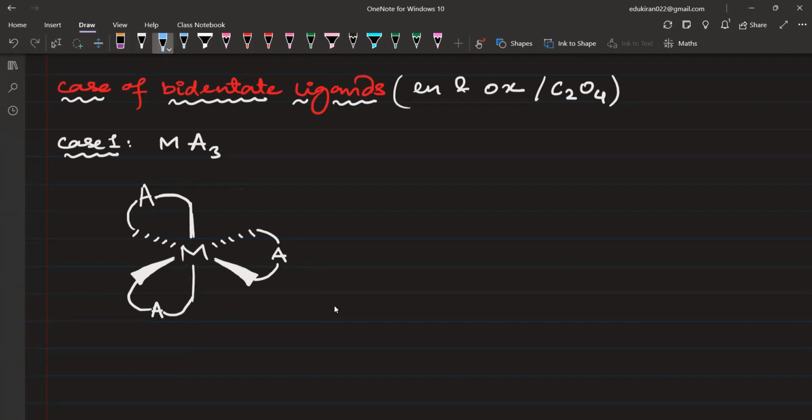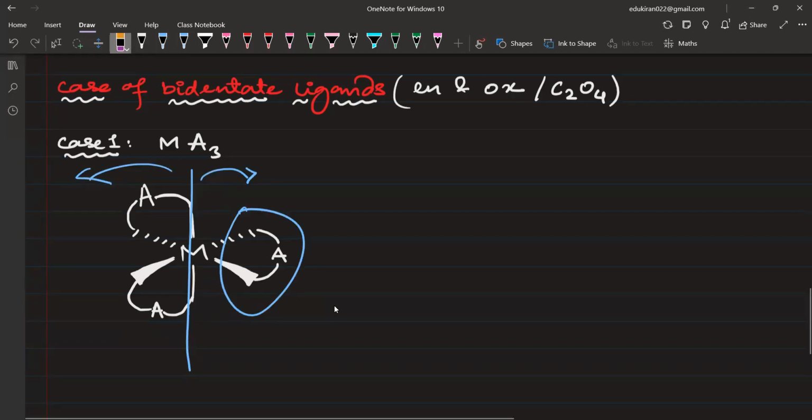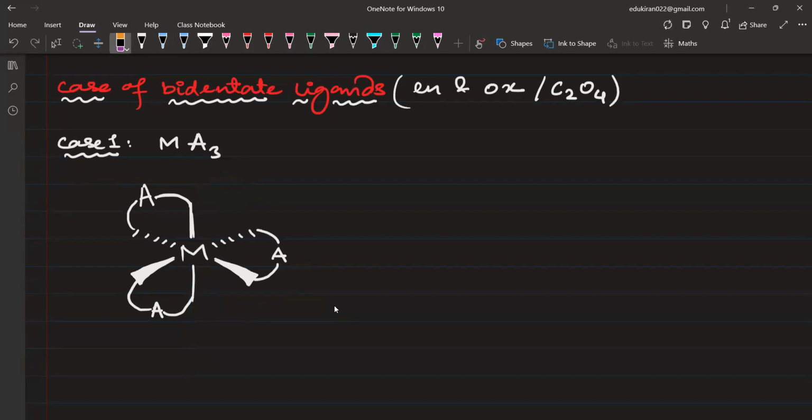Plane of symmetry yahan pe to nahi hai na? Because when you are cutting, same things are not falling down. This side, there is only one A falling down. This side, we have two A's which are falling down. So obviously, in this particular case, there is no plane of symmetry. Achha. What would happen if I cut all of these four? In charo ko agar hum cut karte hain, then what is going to happen?